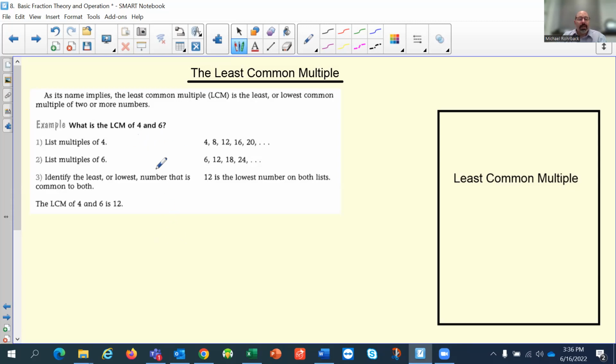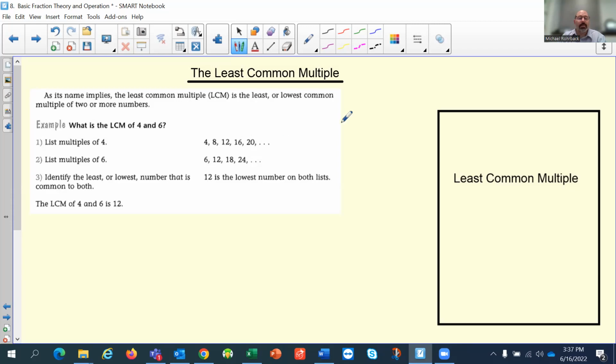So there's an example up here. The question is, what is the least common multiple, or LCM, of 4 and 6? So you're looking for the first number that is a multiple of 4 and 6. If you look down your multiplication chart, what's the first number that 4 and 6 are going to have in common? So 4 times 1 is 4, 4 times 2 is 8, 4 times 3 is 12, and 4 times 4 is 16, and so on.